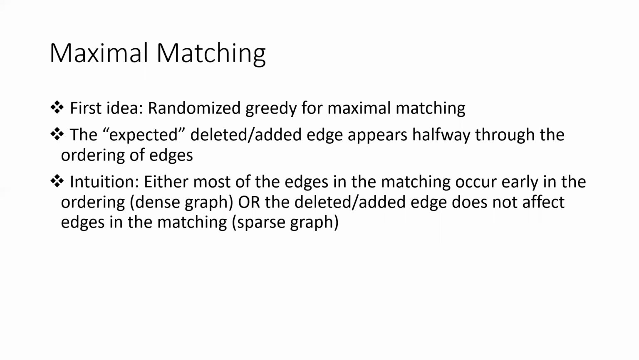And this seems kind of bad, because if it only appears halfway through the ordering, then maybe we'll still have sensitivity omega n. But the intuition is that most of the edges in the matching either occur early in the ordering, if the underlying graph is dense, or the added or deleted edge does not affect many other edges in the matching if it's a sparse graph.